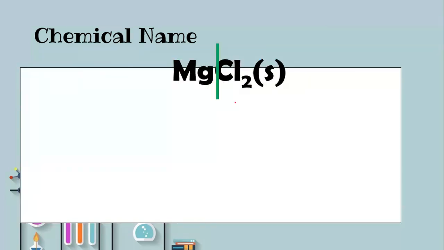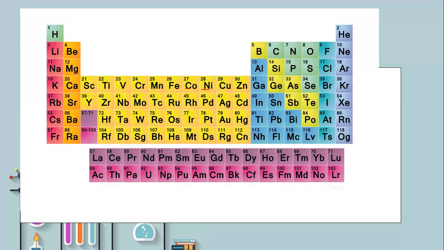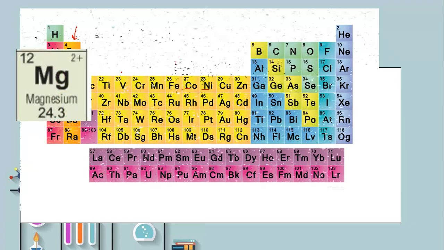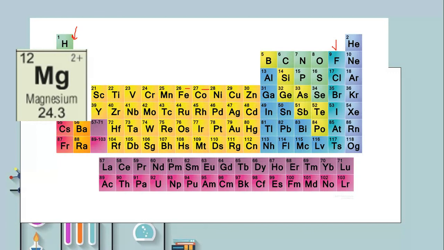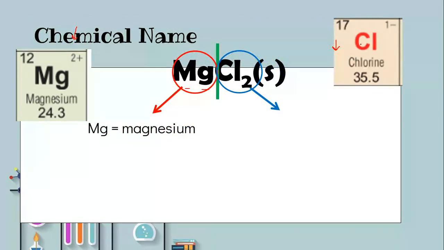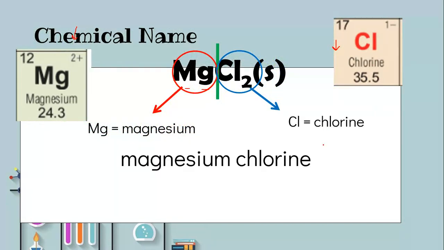MgCl. Where do I break it? Right here, right? Remember that a lowercase letter always attaches to the uppercase letter. I'm going to look for Mg first. Where's Mg? Yo, there it is. It's an alkaline earth metal again. Let's pull her out. Mg is magnesium. Our second one, Cl. Let's find her. It is a halogen right here. I'm going to pull that Cl out. Cl is chlorine. So I write them together.